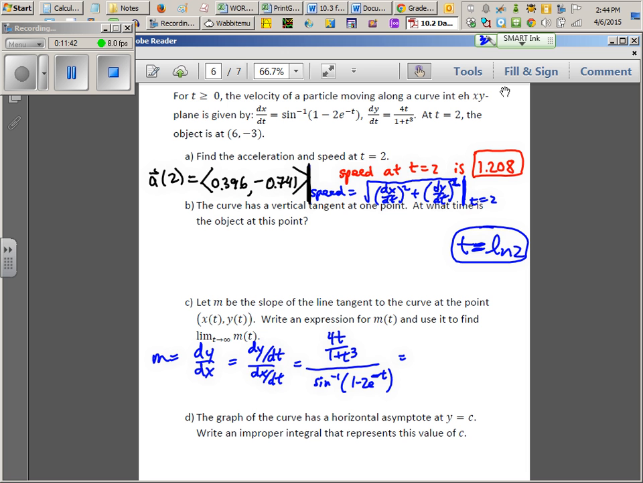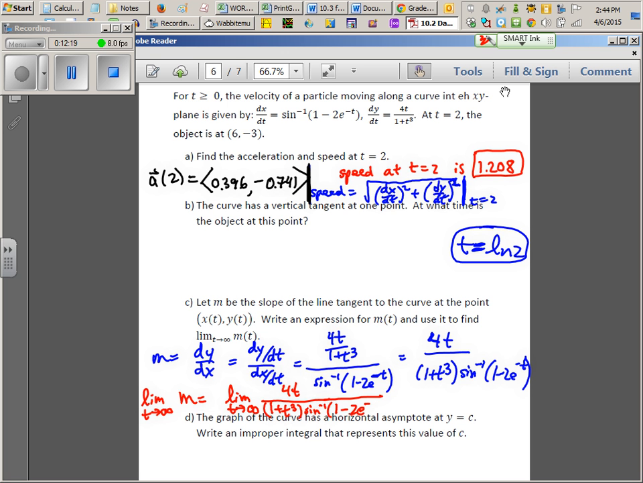Let's clean it up just a little bit. 4t over 1 plus t cubed times sine inverse of 1 minus 2e to the minus t. And now I'm going to use this to find the limit as t goes to infinity. So the limit as t goes to infinity of m is the limit as t goes to infinity of this expression: 4t on top, 1 plus t cubed on the bottom, sine inverse of 1 minus 2e to the negative t.